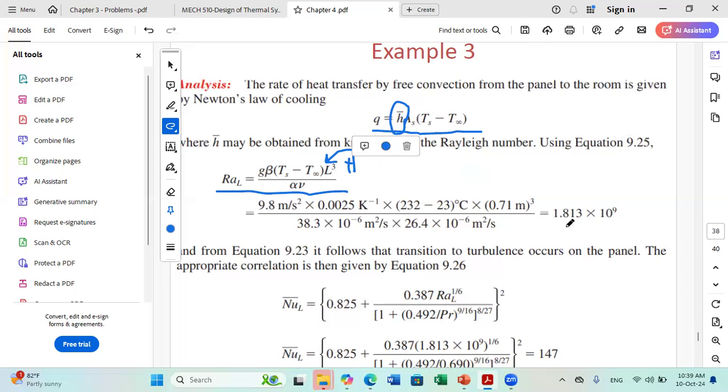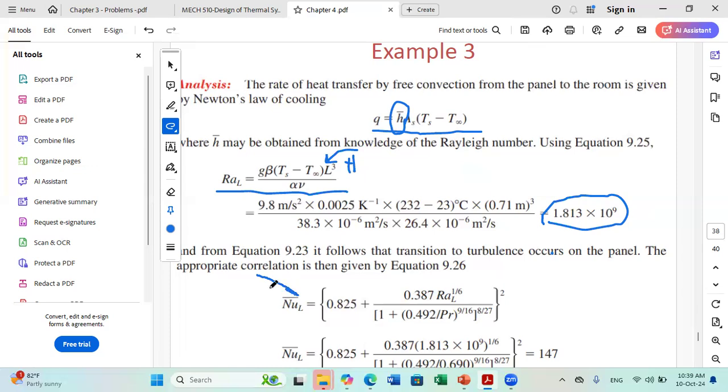You get a Rayleigh number larger than 10 to the power 9. So this is not a laminar case. You are in the case of transition to turbulence. That's why, if you go to your appendix, you can see that for Rayleigh larger than 10 to the power 9, I can use the following formula.